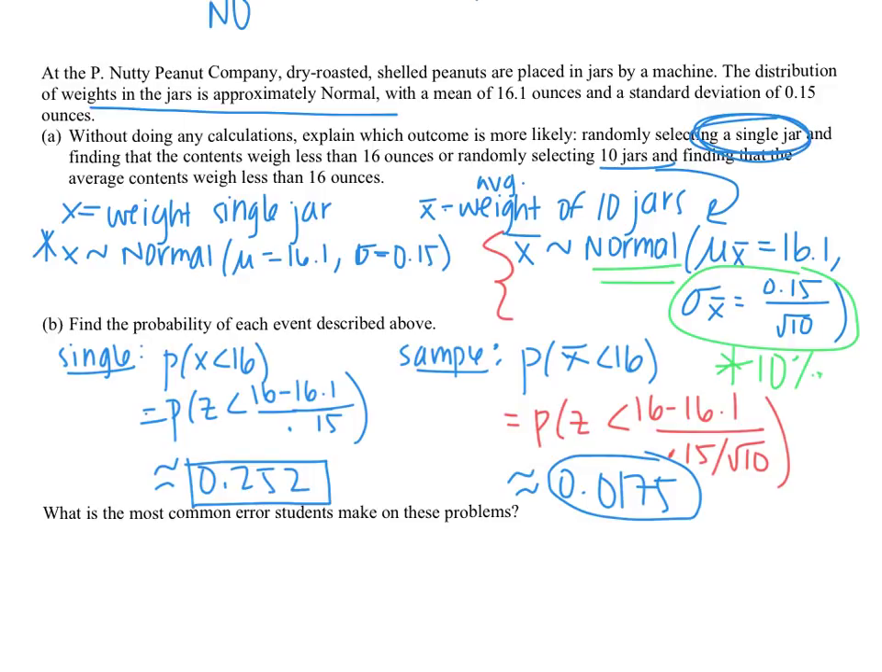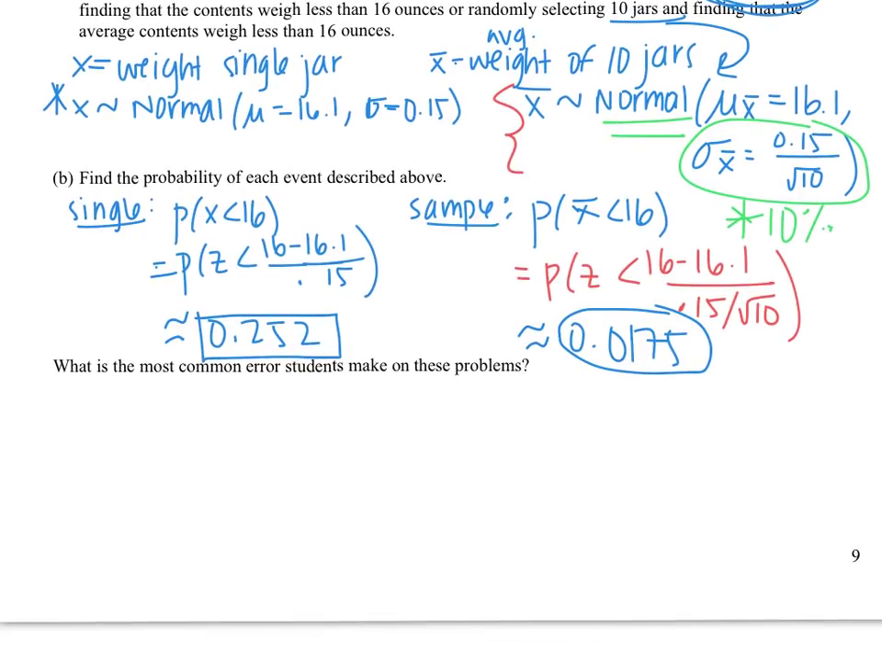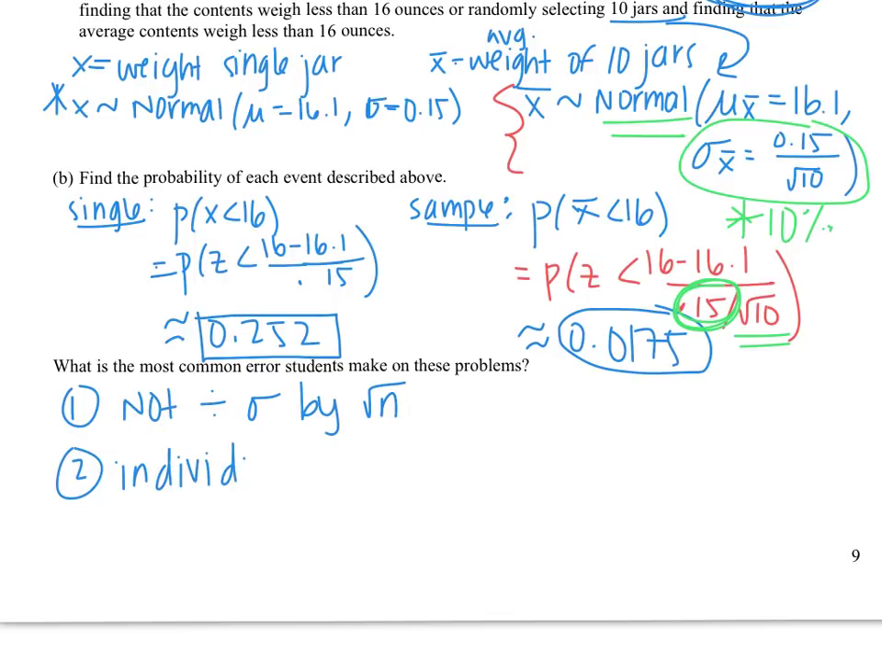These are one of the most commonly missed problems for students. And why? What are their errors? Well, the biggest error is that they don't divide the standard deviation by the square root of n. So a lot of times in the sample problem, they'll just divide by 0.15, forgetting that root 10. Now, why would they forget the root 10? It's not just a mistake of forgetting the root 10. A lot of times, students don't recognize that they're looking at a sample. So they'll treat a problem like it's a single individual, like in our first problem, as compared to a sample. So you need to be reading the questions very carefully.